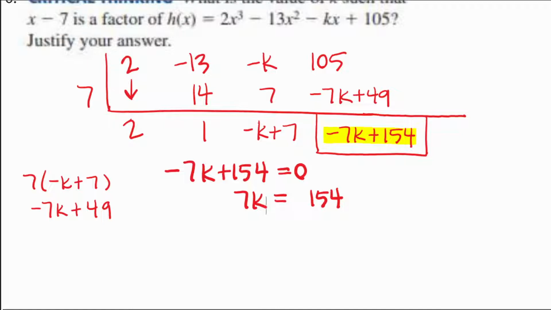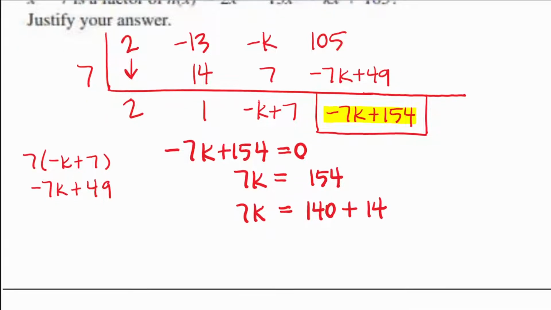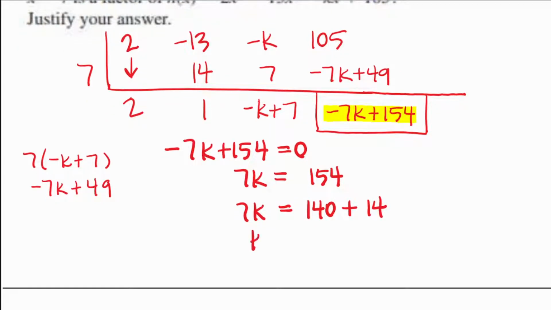Okay, we know 7 times 2 is 14, so 140 has to be divisible by 7. What you can do is you can say, hey, that's 140, and then how much do I have left? Okay, 14. And then if I divide both sides by 7, I just have to remember to divide everything by 7. So 140 divided by 7 would be 20, plus 14 divided by 7 is 2. And that's where I would get k is 22.